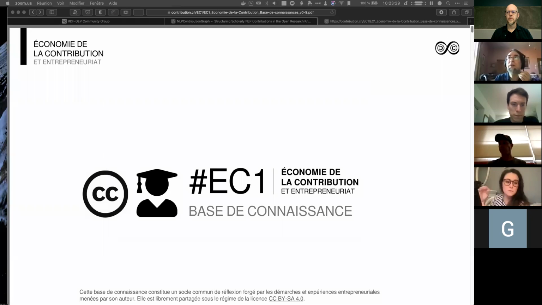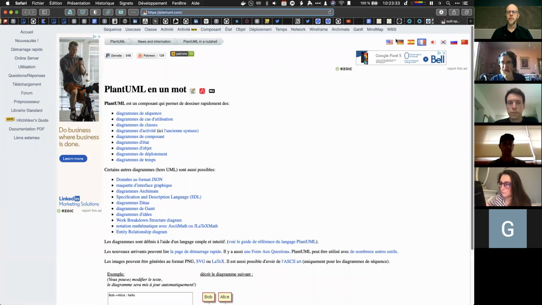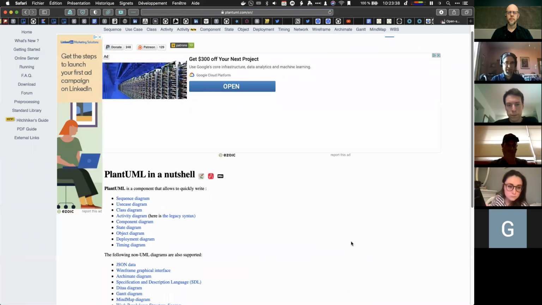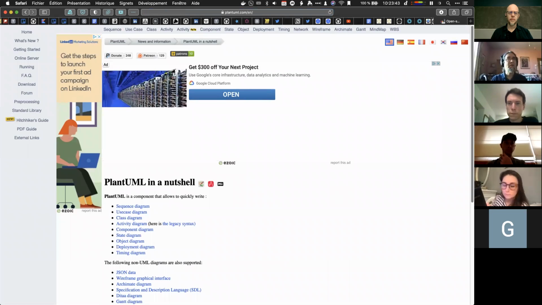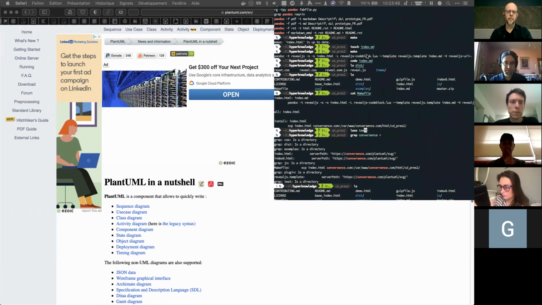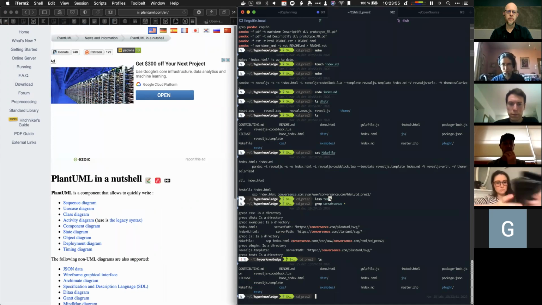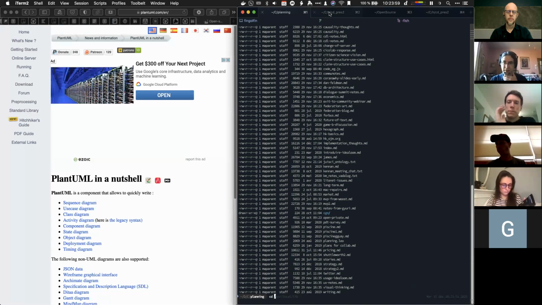Desktop 1, desktop 2 will be easier. So we probably want the English version. So this is the PlantUML website. I've put it in the Zoom chat. And one second. Yeah. What you do is, did I have it running elsewhere?